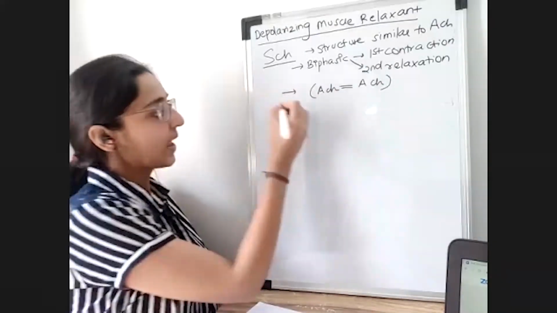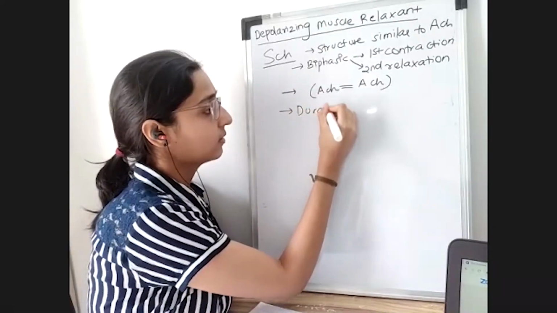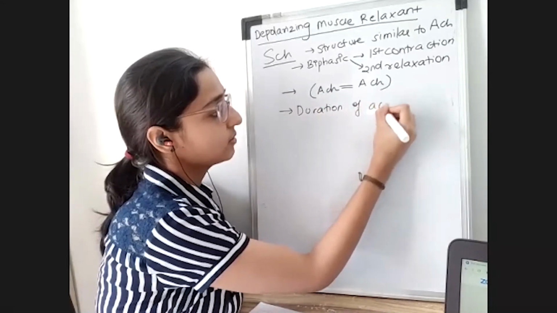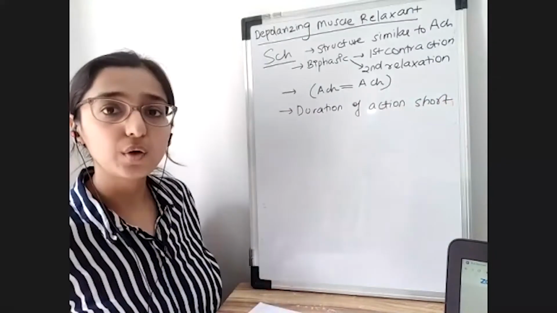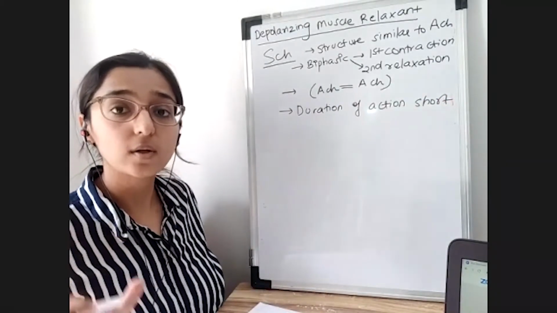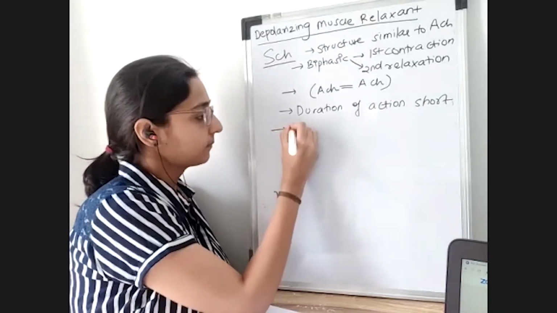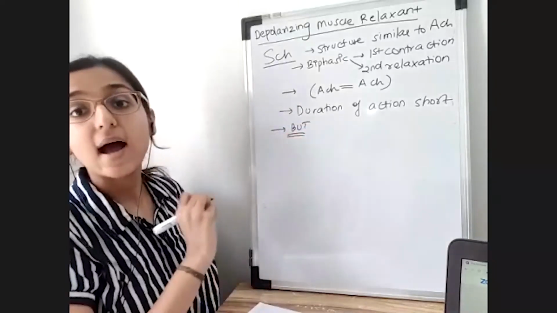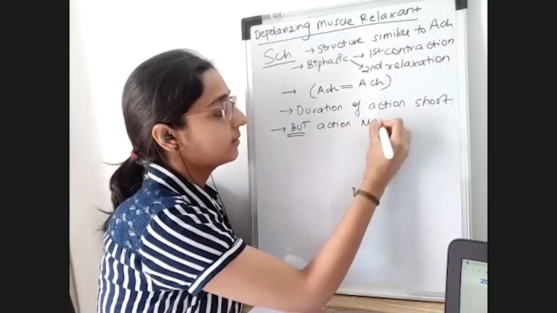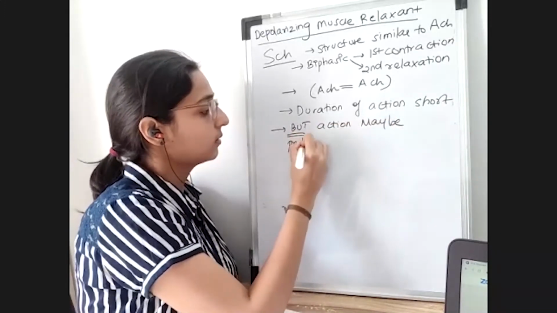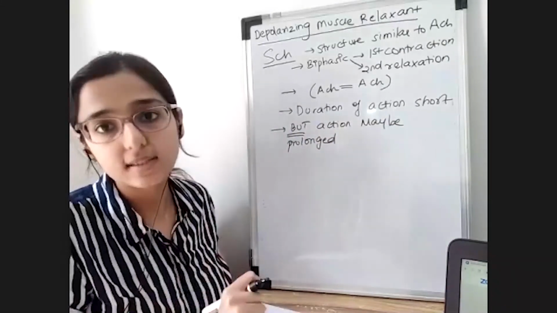And the duration of action is short. This is a benefit of using the depolarizing muscle relaxant as compared to the non-depolarizing, because the duration of action is short. But the action may be prolonged in certain cases where the metabolism of succinylcholine is affected.